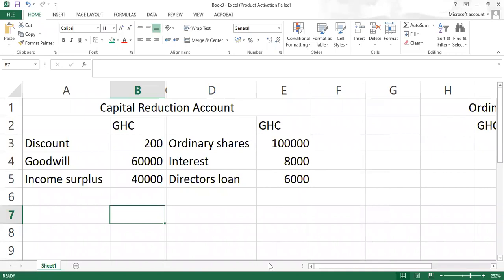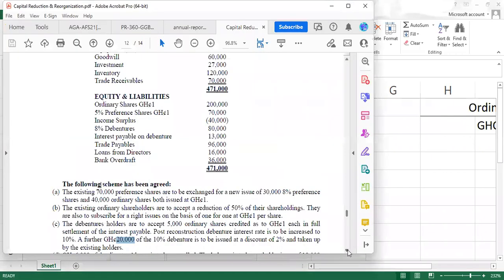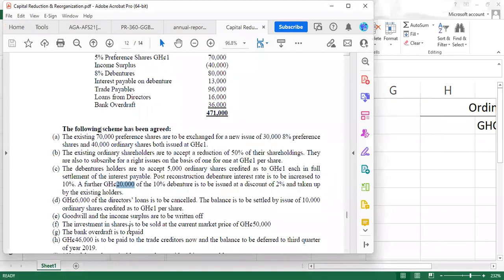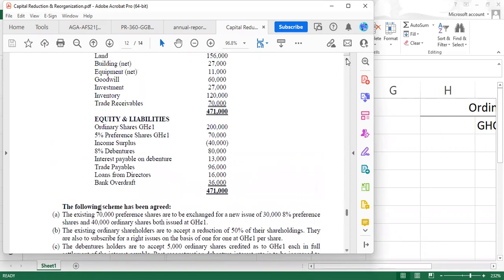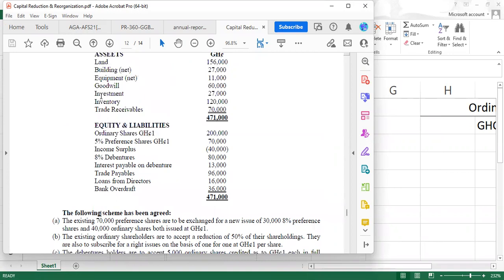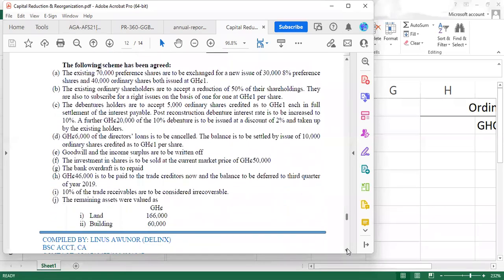Okay, so the next one is the investment in shares is to be sold at the current market price of 1,000, isn't it? Yes. So what is the value of the investment in shares? The investment is how much? 27,000. You are selling at how much? 50,000.